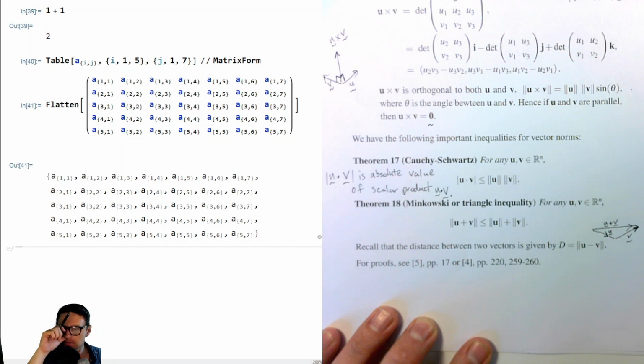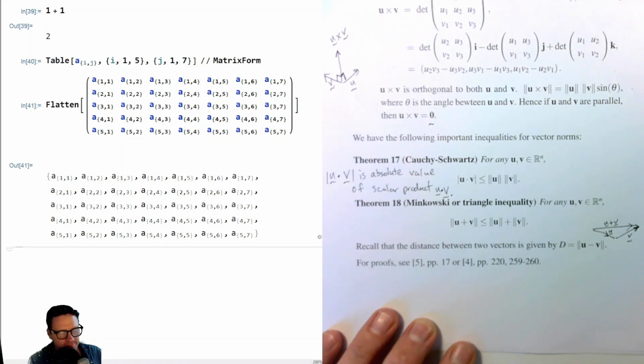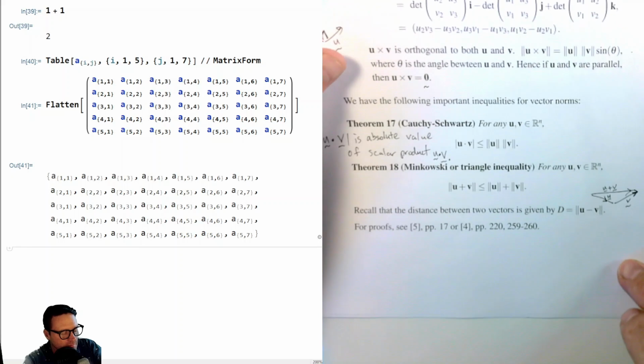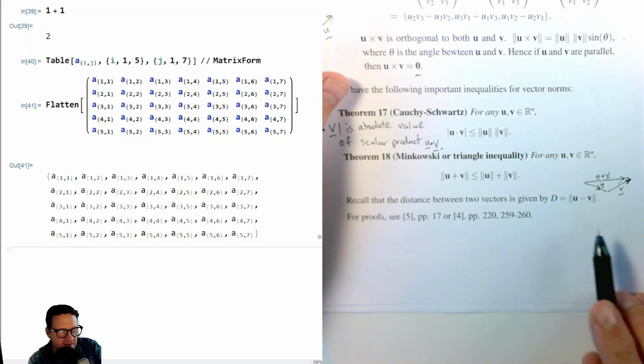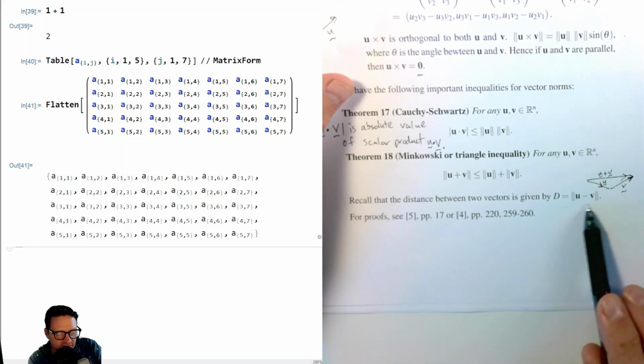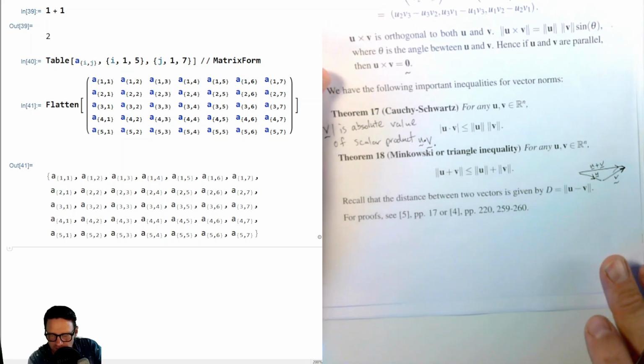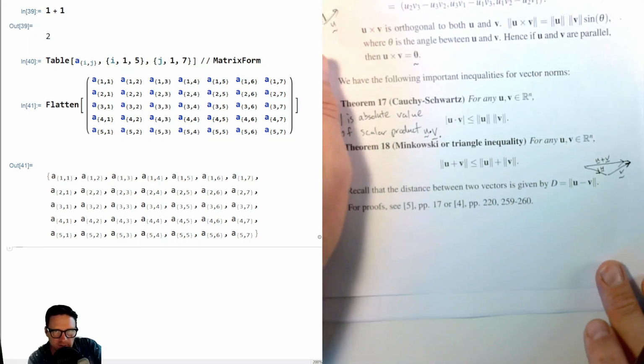Now what this is saying is that the sum of the lengths of these two sides is greater than or equal to the length of this side of the triangle. All right, so that's why this is called the triangle inequality, because you can associate vectors with the side lengths. Now recall that the distance between two vectors is given by the norm of the difference of the two vectors. All right, so I should probably explain this notion a little bit better.